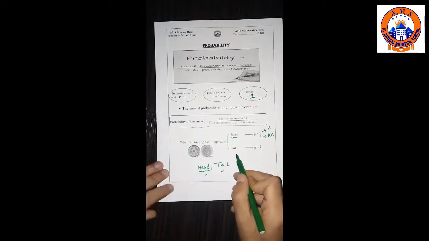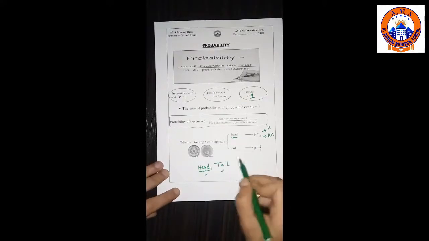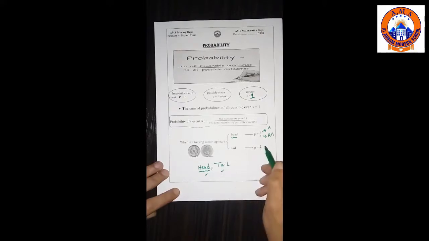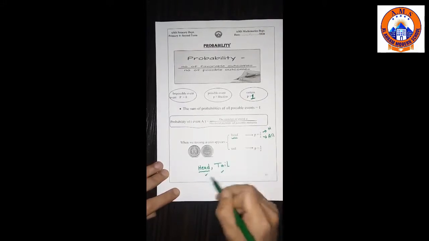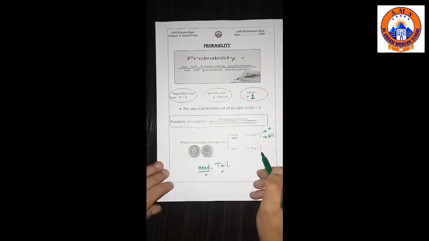It's the same for the tail. To calculate the probability of a tail, you have one tail, so I'm writing up 1, and all possible outcomes are 2, which is head or tail. I'm writing down in the denominator 2.